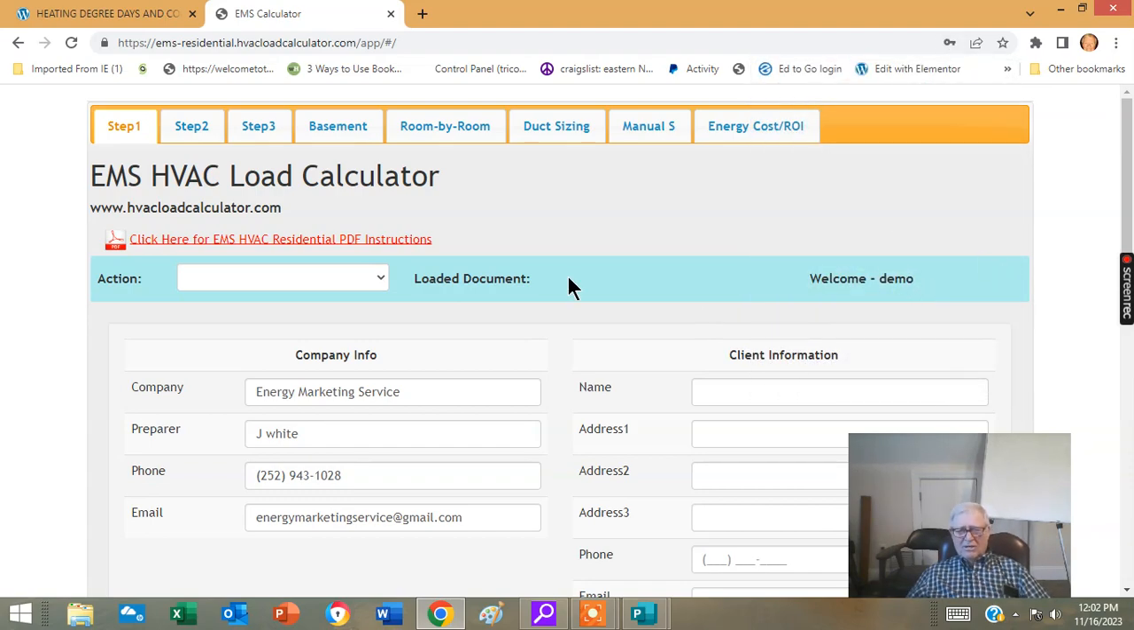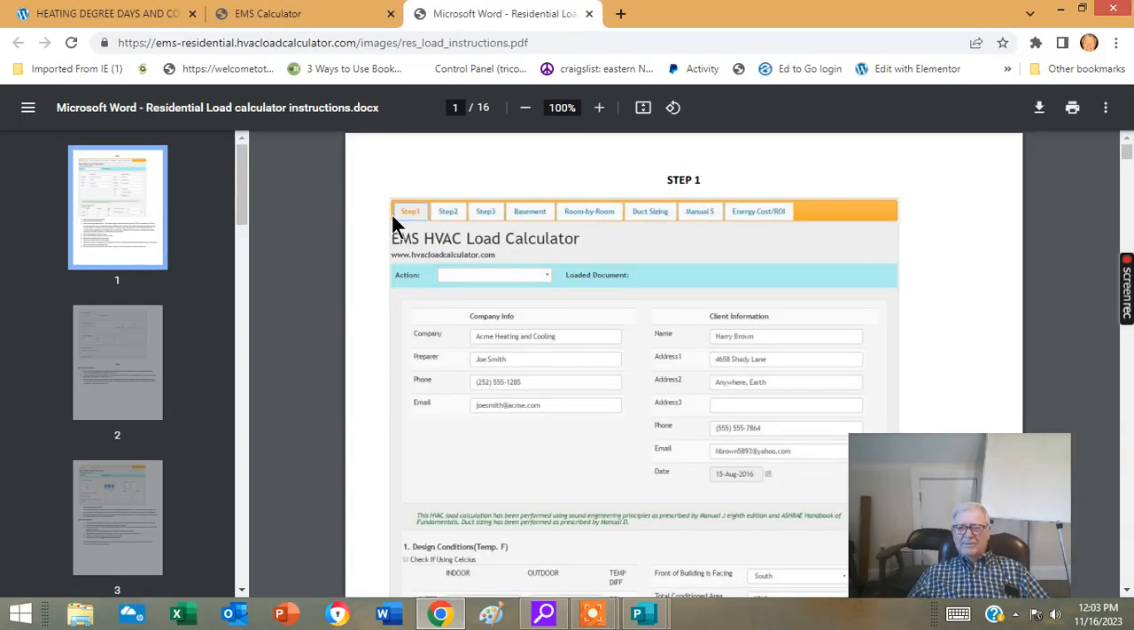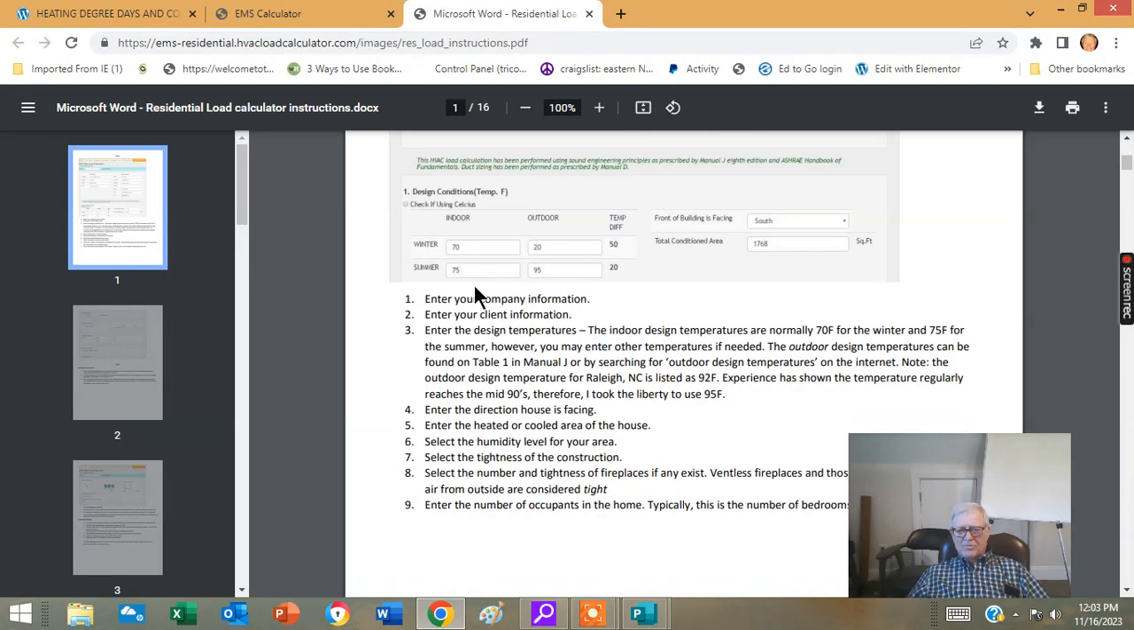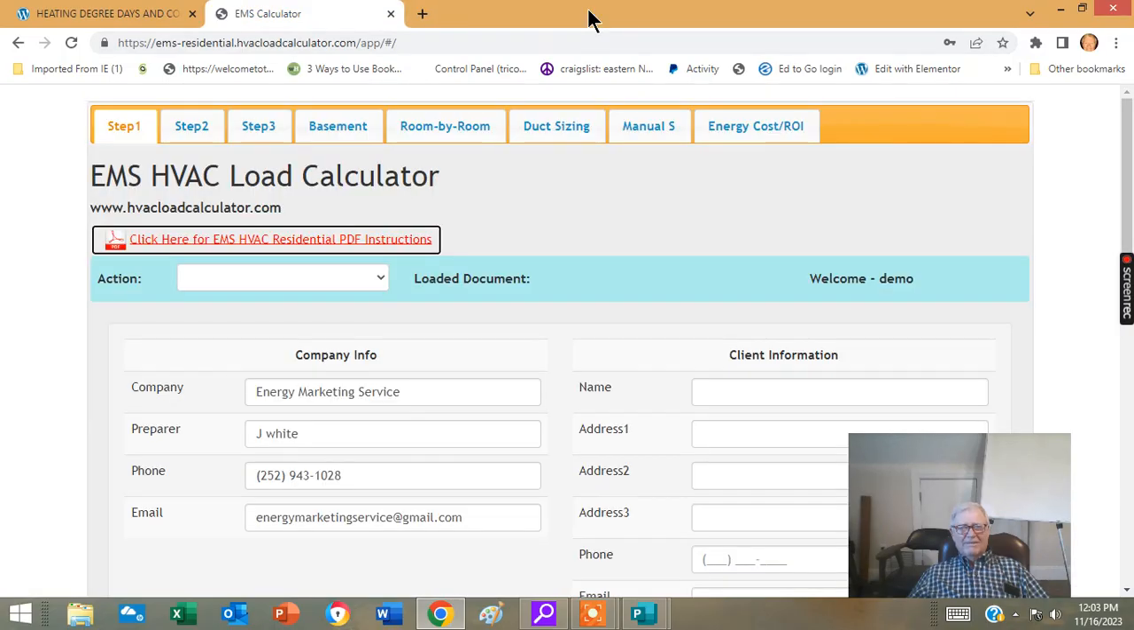So here you are, lo and behold, here's your load calculation. If you get lost and don't have any idea what to do, click on that link right there, and it'll show you step by step how to do the load calculation. But right now we're going to get rid of this. We'll go back to the load calculation.